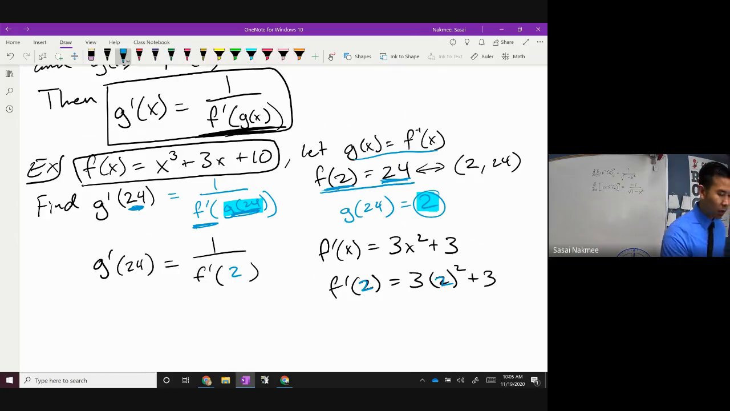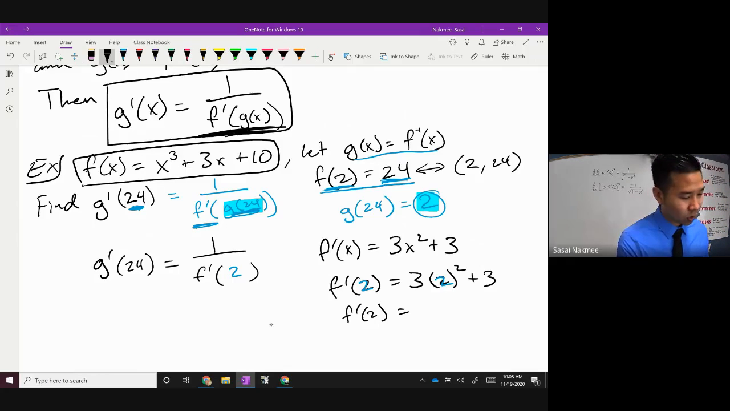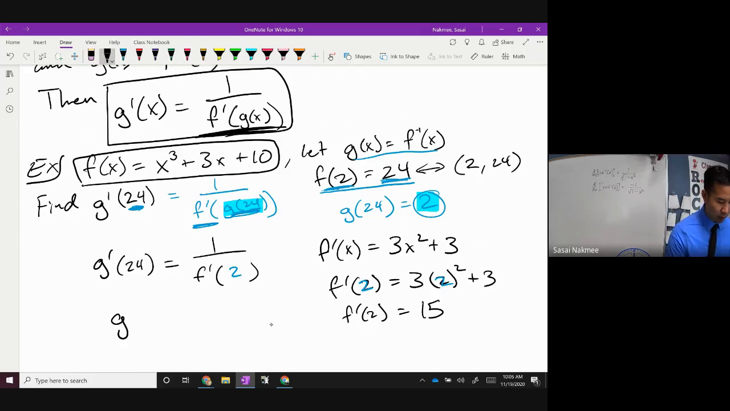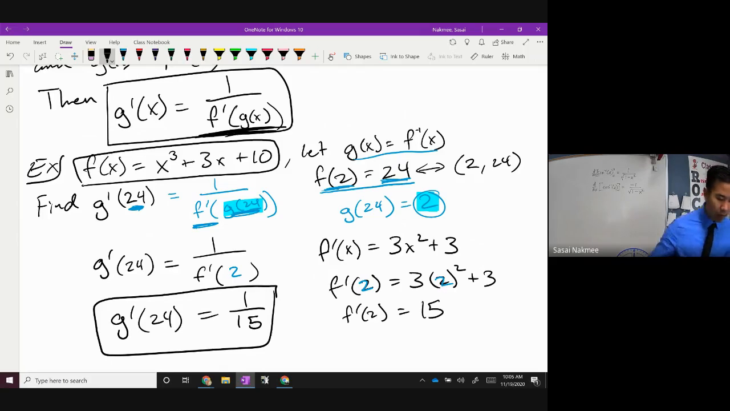All right? So simplify this out and evaluate f prime of 2. That's going to be equal to 2 squared, which is 4. 4 times 3 is 12. 12 plus 3 is 15. So my answer for this problem, the derivative of the inverse function evaluated at 24, is simply going to be equal to 1 over 15. And that's it.